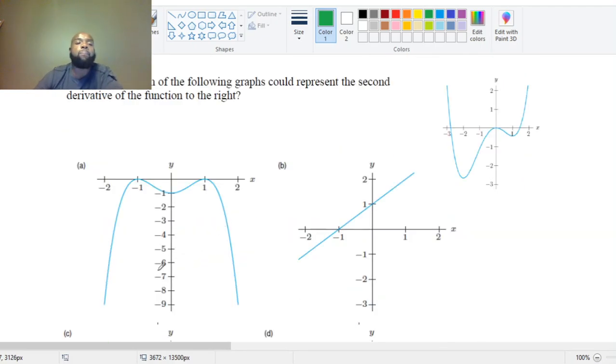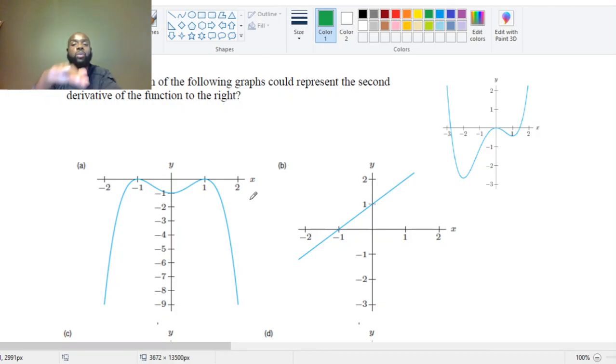Which of the following graphs could represent the second derivative of the function to the right? I'm doing this example as a multiple choice so that you'll know how you should do your homework. Like if I go to my homework and it's a multiple choice question, I'm not even going to look at my answer choices before I try to figure this out.